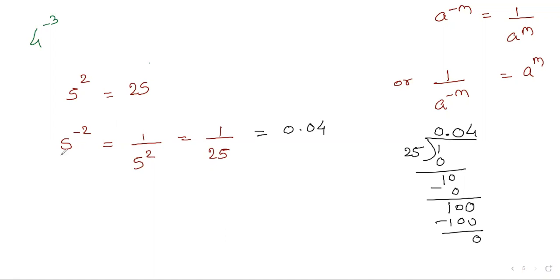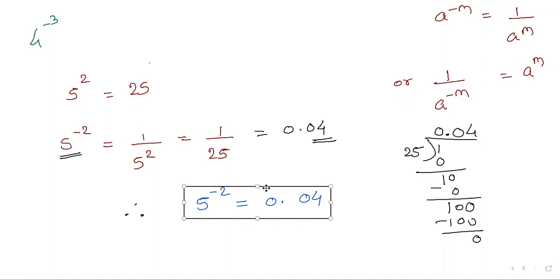5 raised to minus 2. 5 raised to minus 2 ka answer is what? 0.04. So therefore, what have we got here? 5 raised to minus 2 is 0.04. Are you understanding what I'm trying to say? Yes, sir. Very important point, children. I am just trying to prove something to you. Now understand, 5 raised to minus 2 is 0.04.